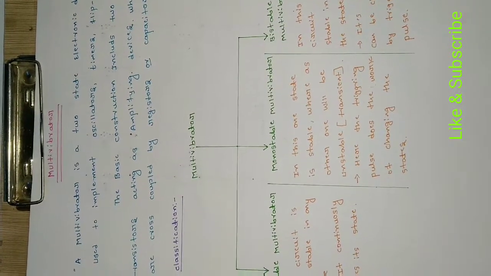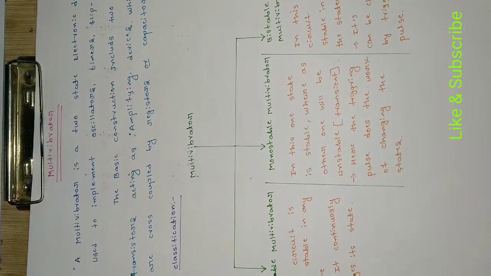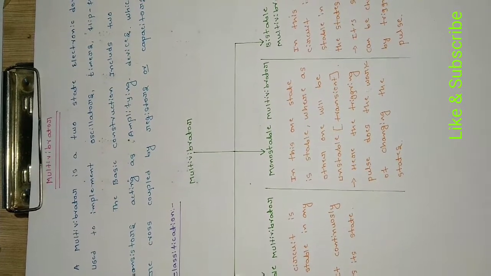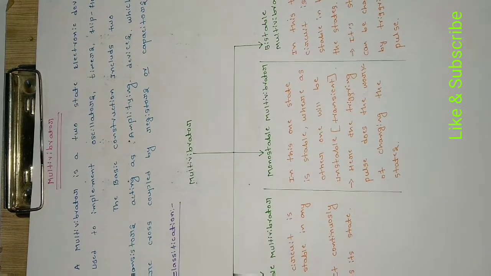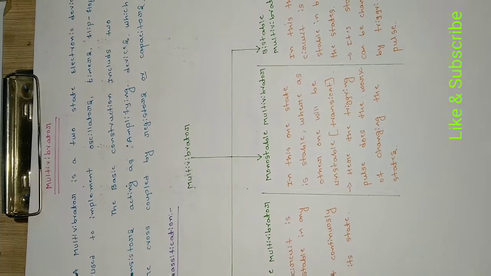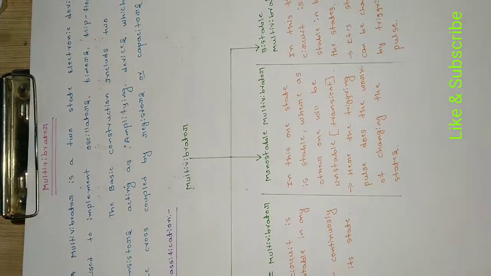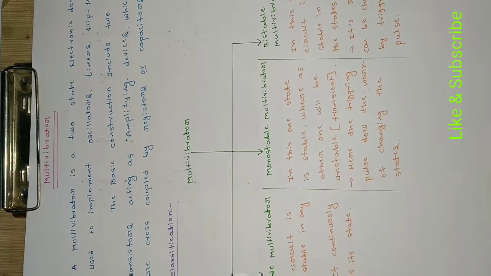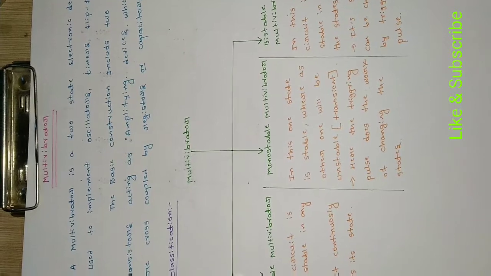In this video, we are going to discuss what is meant by multivibrator. A multivibrator is a two-state electronic device used to implement oscillators, timers, and flip-flops. Basically, a multivibrator is a two-state device, which can have either one stable state or not have any stable state. Its output will be changing from one state to another continuously.